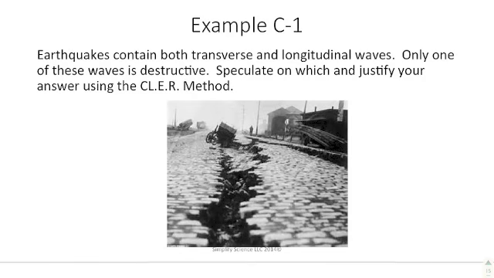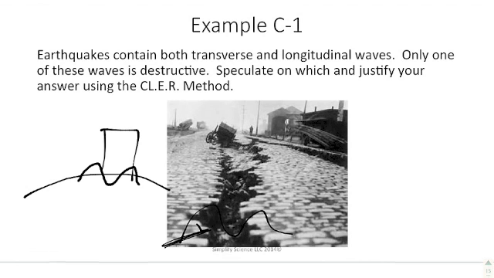On this one it says, earthquakes contain both transverse and longitudinal waves. Only one of these waves is destructive. Speculate on which and justify your answer using the CLEAR method. Remember, if you have an earthquake, most of the damage is done when the earth moves up and down and breaks up buildings and roads. You see that here, where because the road went up and down, it cracked the street open. So the one that moves up and down would be an example of a transverse wave.